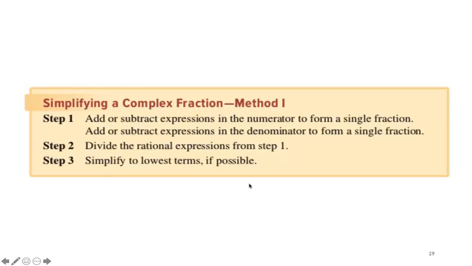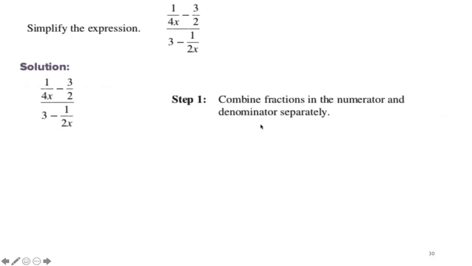So there's a couple ways of simplifying a complex fraction. Method 1, let's talk about method 1. Let's do it by example. So method 1 is basically to try to combine the fractions. First of all, we're going to try to combine the fractions in the numerator and denominator separately, and then try to combine them and see if we can cancel anything after we combine.